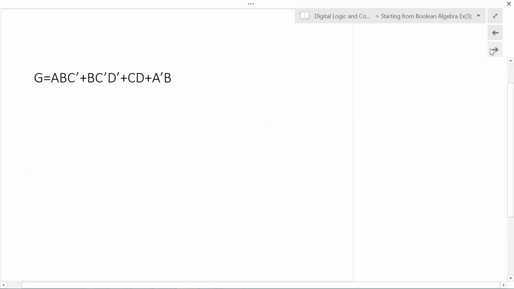Our next example is more complicated. G equals A and B and C prime, ORed with B and C prime and D prime, ORed with C and D, ORed with A prime and B. So to simplify this is a little bit trickier. We're going to have to make it more complicated to make it simpler. So the first thing we're going to do is notice that we have an A prime B here, and we're going to try and combine it with this term here.